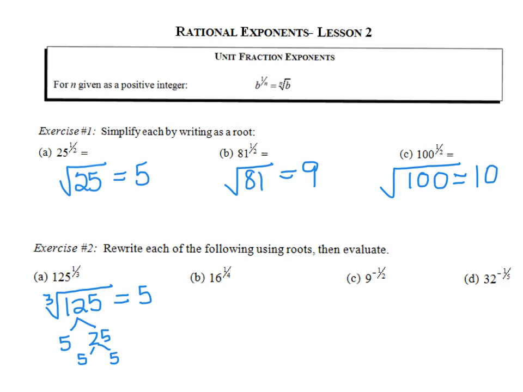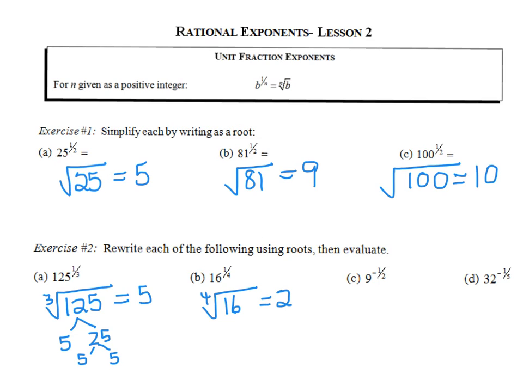16 to the 1/4, well, that would be equivalent to the 4th root of 16 to the first power. I want a number that I can multiply by itself 4 times to get 16. That number is 2. 2 times 2 times 2 times 2 gives me 16.